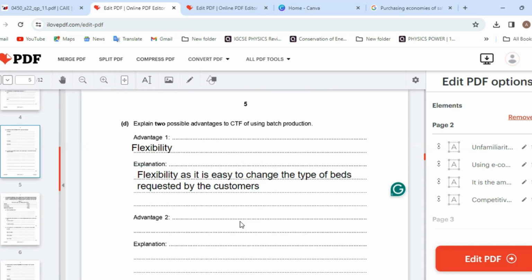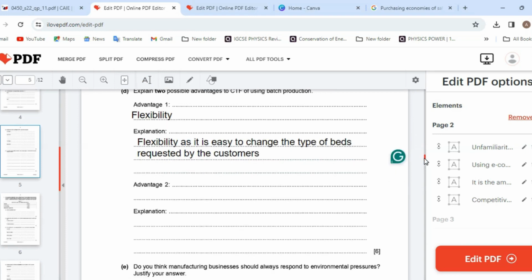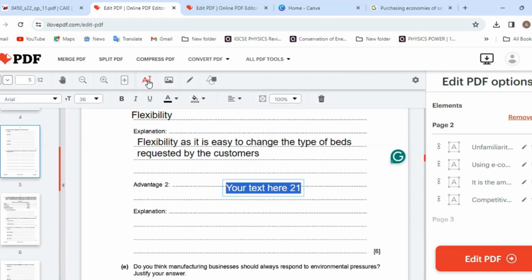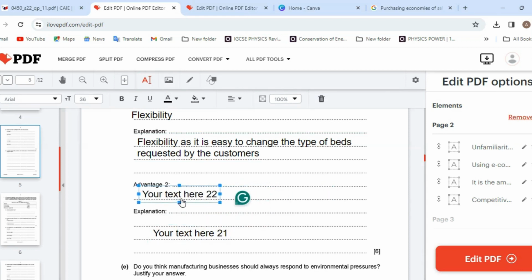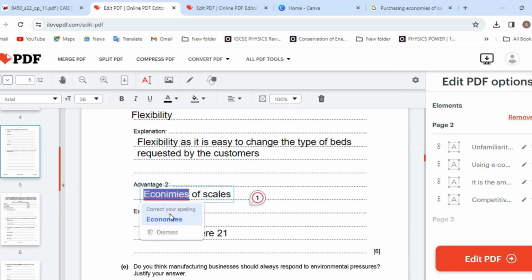CTF will also benefit from economies of scale when it is using batch production. Let's type it and put our explanation underneath. Economies of scale.